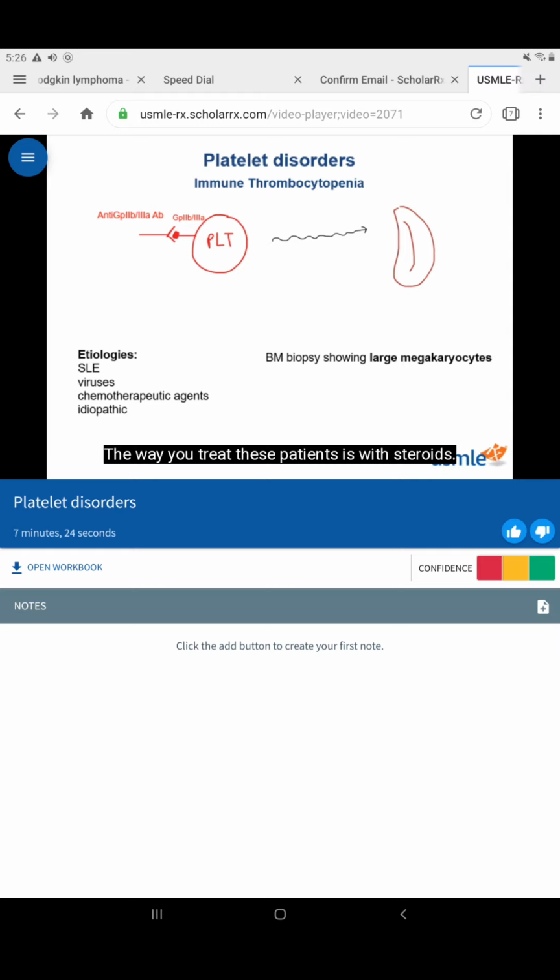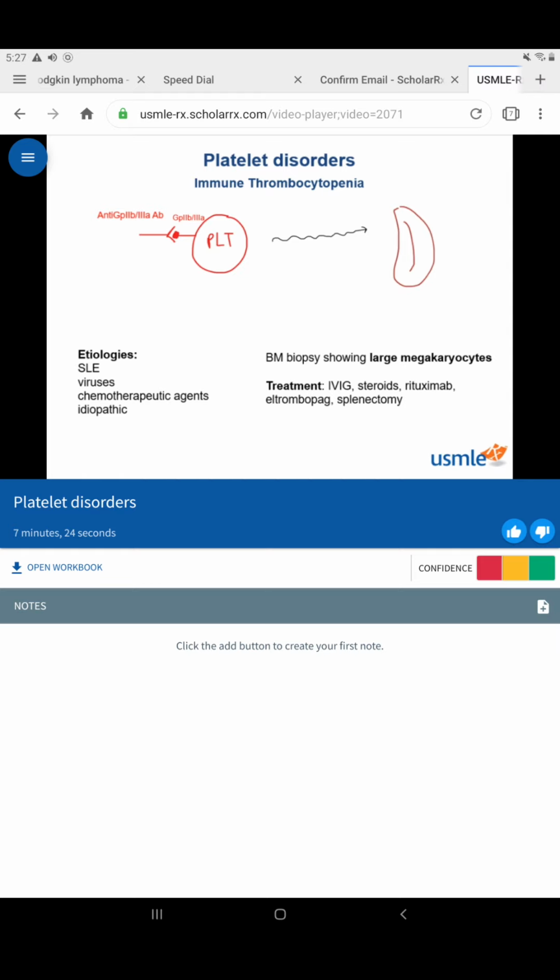The way you treat these patients is with steroids. This will suppress the immune system, or you give IVIG, or intravenous immunoglobulin. The idea behind intravenous immunoglobulin is it pretty much gets sequestered itself to the spleen, and then it gives the spleen something else to eat up instead of our defective platelets. There are other drugs that also are used to treat immune thrombocytopenia, like rituximab, eltrombopag, or romiplostim. And lastly, if you can't figure out what to do with immune thrombocytopenia, if it's refractory, you can do a splenectomy. If there's no spleen, then there's no destruction of platelets.